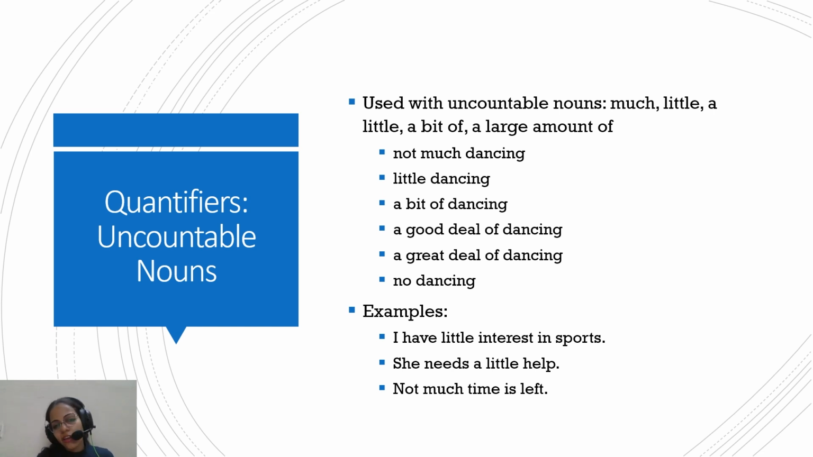She needs a little help. That means how much help? A little help. So it's telling the amount. We cannot count two help, five help. Not much time is left. We can't say two time is left, seven time is left. So we have to understand the amount. Not much time is left. Less time is left. There is no time left anymore. So quantifiers for uncountable nouns would be much, little, a bit of, a large amount of.